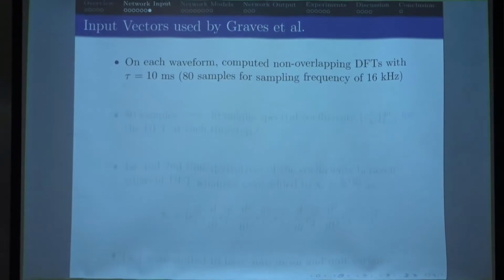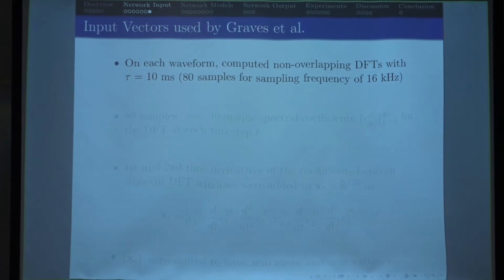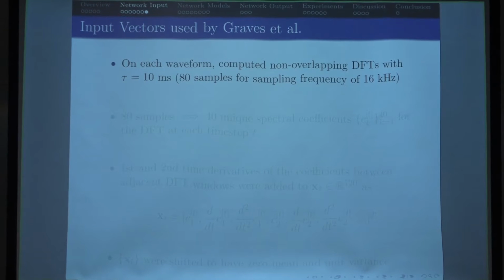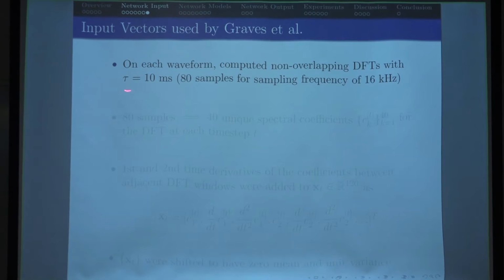So as for what Graves et al. actually did, they have a series of waveforms recorded from all the speakers in the TIMIT data set. And for each waveform, a windowed DFT has been computed with a 10 millisecond window duration, which corresponds to 80 samples for the sampling frequency at which the waveforms were recorded. And so this corresponds to 40 unique coefficients.